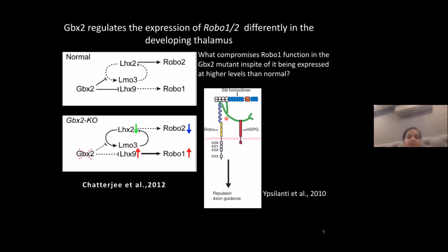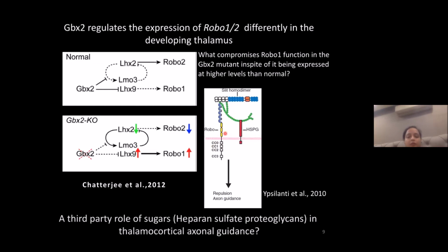So we hypothesize that maybe in the GBX2 mutant, the HSPG formation or the function of HSPG was somehow compromised. Therefore, in spite of having equally good levels of ROBO expression, and in fact we have also shown SLIT expression is unchanged in the GBX2 mutant, both SLIT1 and SLIT2, it might explain why in the GBX2 mutant you do not have a proper ROBO-SLIT mediated repulsion away from the ventral hypothalamus. In order to find out, we therefore looked into the role of the sugars, or heparan sulfate proteoglycans, in thalamocortical axon guidance.